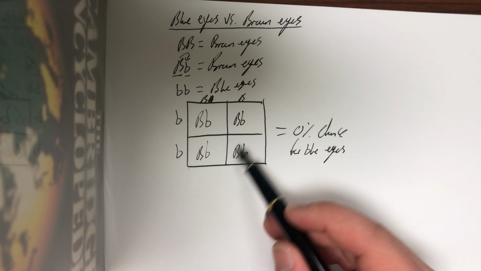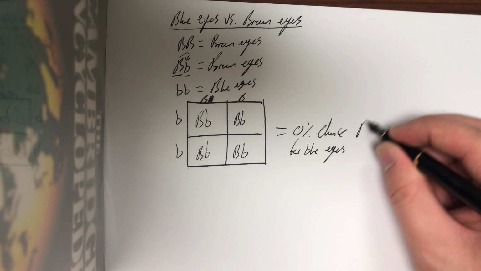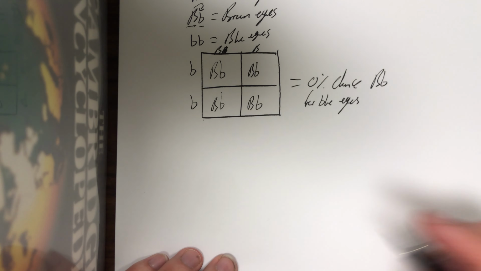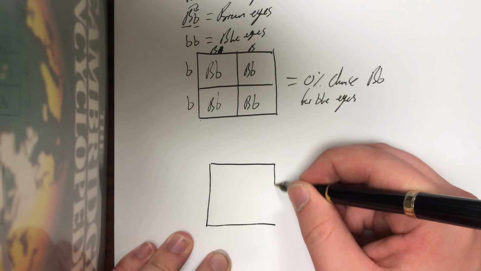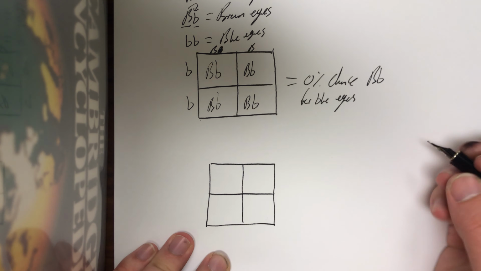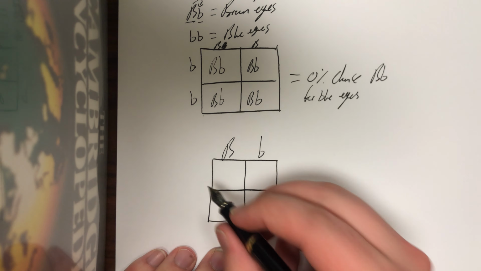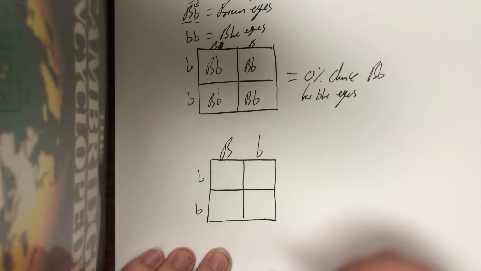But let's say this child, who's now going to have the genetic code of Bb for eyes, say they have children with someone who has blue eyes. So this person now has children with someone with blue eyes, so recessive, recessive. What's the probability that their child will have blue eyes?